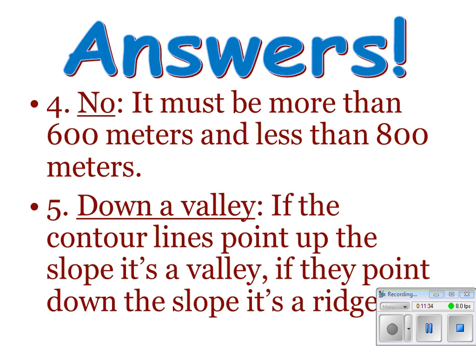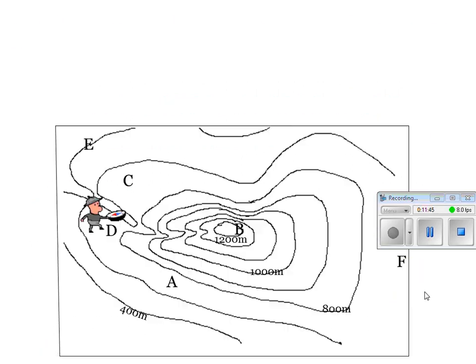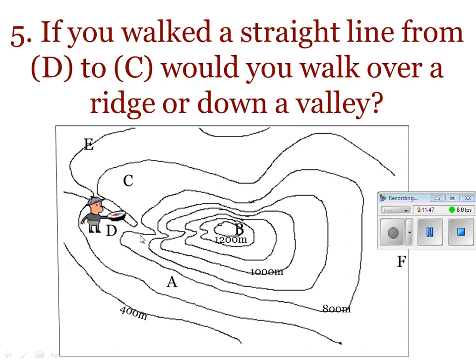Number 5, you're going to go down a valley. If the contour lines point up the slope, it's a valley, or like a stream. And if they point down the slope, it's a ridge. And those lines are pointed up towards the peak. Remember, water is going to come down out of the open part of the V. So water is going to come down from the peak to the lower elevation.